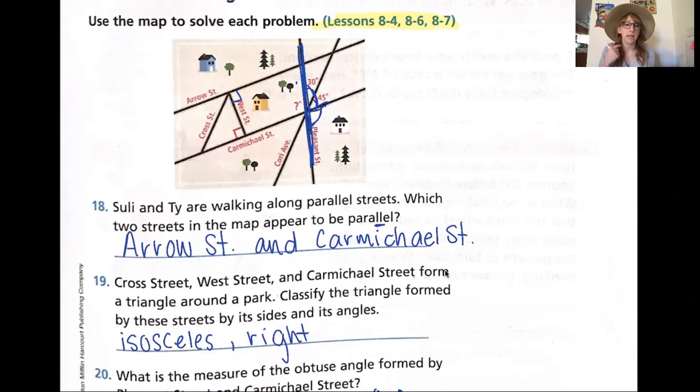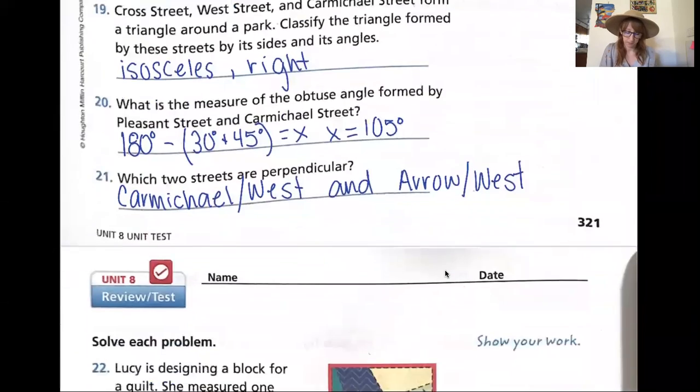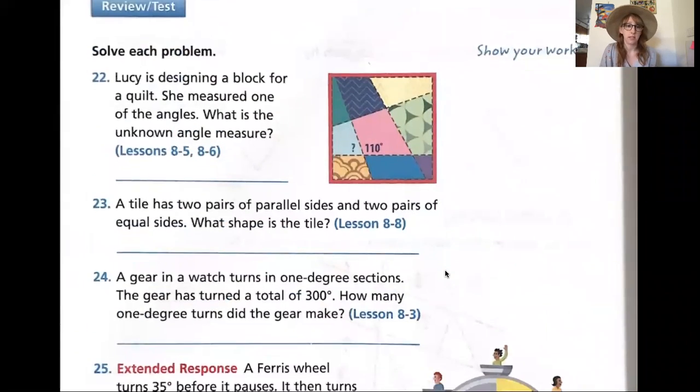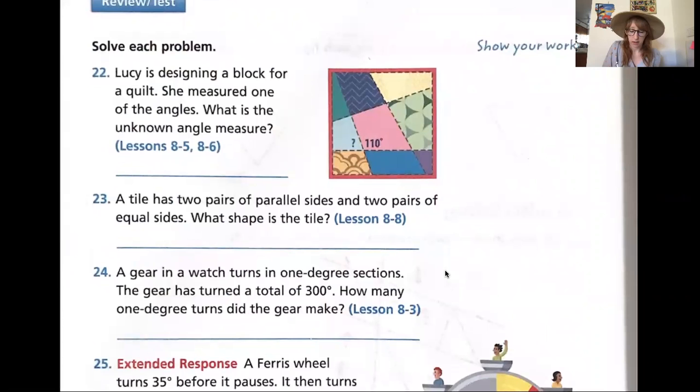and then one that we can figure out based on the angle measures and what we know about parallel and perpendicular lines. Now, looking at 22, we're using this quilt block here. So it says Lucy is designing a block for a quilt. She measured one of the angles. What is the measure of the unknown angle?